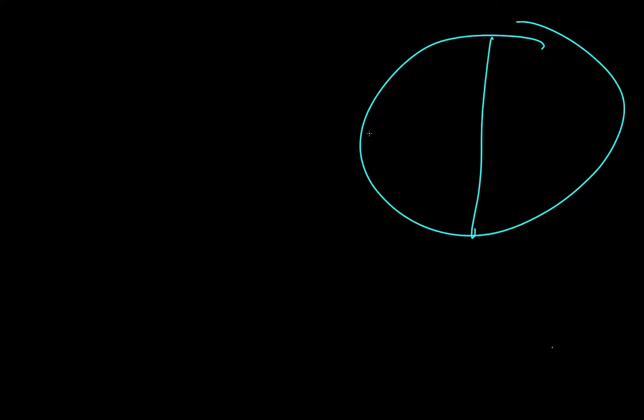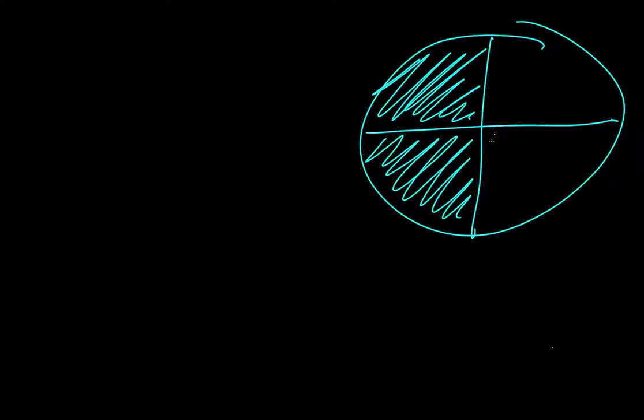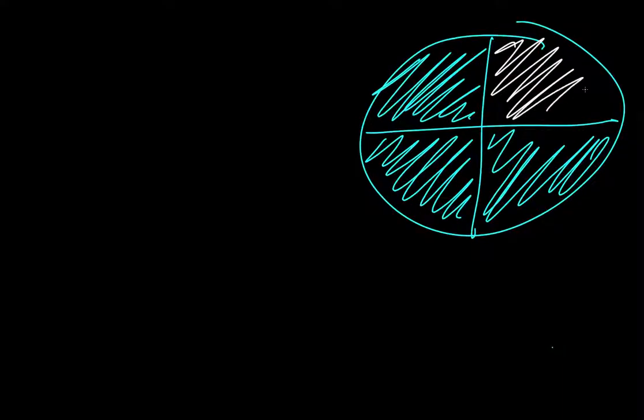Okay, so example 5 says, use a tree diagram to illustrate the possible outcomes when this spinner is spun 3 times. So we just have a spinner, looks like that. This is blue. This is blue. This is blue. And this one is white. So we have a spinner. Okay. Highlight the outcomes corresponding to the event obtaining blue twice.